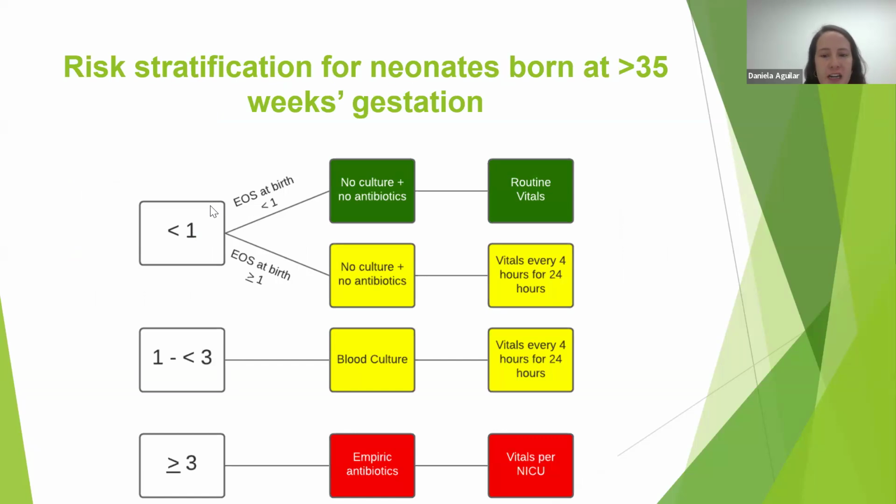Blood culture and clinical observation are recommended for infants with an early onset sepsis risk estimated at 1 per 1,000 live births, and blood culture and empirical antibiotic therapy are recommended for infants with early onset sepsis risk estimated at 3 per 1,000 births.